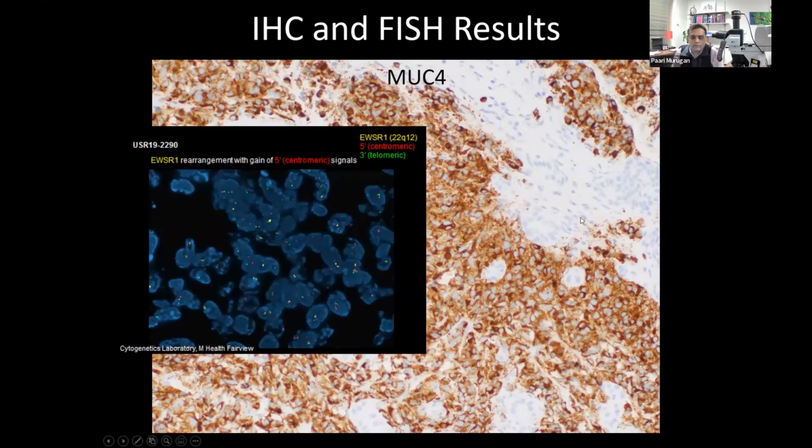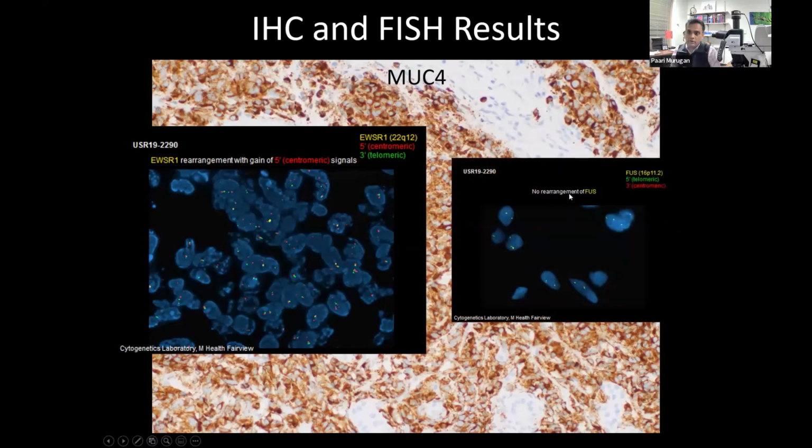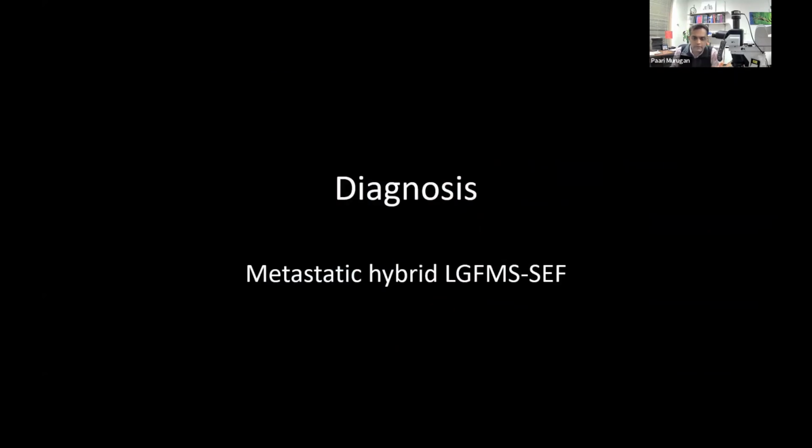And you can also see that we proved this by doing an EWSR1 FISH. In one of these cells, we picked this one, you can see there is a break apart between the green probe and the red probe, showing EWSR1 is indeed translocated, but there was no rearrangement of the first gene. So maybe this is a case that is leaning more towards the SEF end of the spectrum rather than the LGFMS end of the spectrum, even though we saw both morphological areas. So the final diagnosis in the kidney was a metastatic hybrid LGFMS with a sclerosing epithelioid fibrosarcoma.